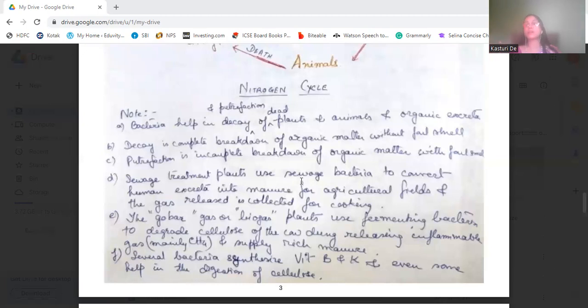So in the biogas plant, fermenting bacteria are used. Then several bacteria synthesize vitamin B and vitamin K, and even some help in the digestion of cellulose. Certain bacteria are used for digestion of cellulose.